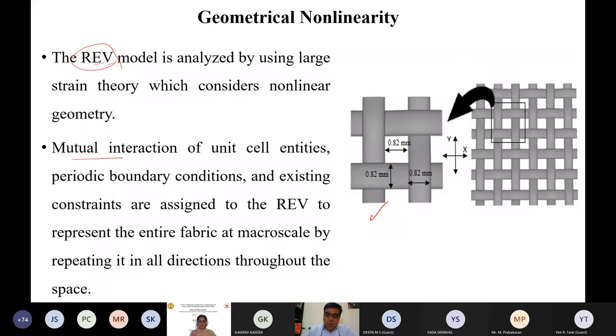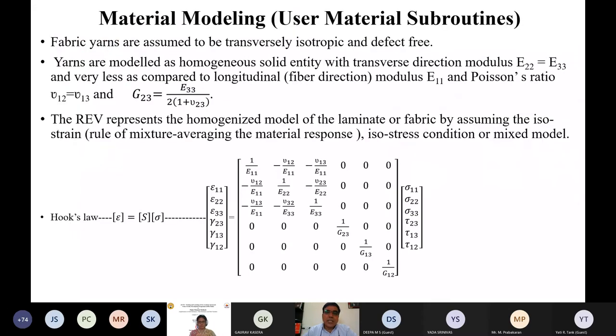Okay. Now, once you have done that, the next important part is to assign the material. For that, you need to make a subroutine, which we generally refer to as UMAT. Now, for example, if you have your TexGen tool where you have modeled your composite material, this is in Python scripting language. Similarly, if you take another tool which is a solver, say Abaqus, Abaqus is also in Python.